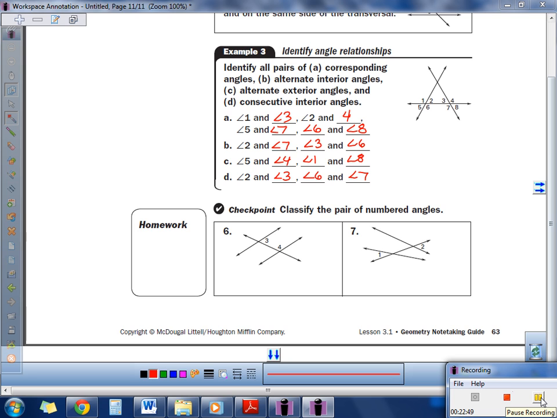The last thing you need to do are these 2 checkpoints. Get those done real quick. Once again, number 6, those are consecutive. Please write it out. Consecutive interior. This is because they're on the same side of the transversal. You just slide down a little bit. They're also inside the quote-unquote parallel lines. What's number 7? Yeah, a lot of people got that one. Not many missed this one. Alternate exterior. Good job.